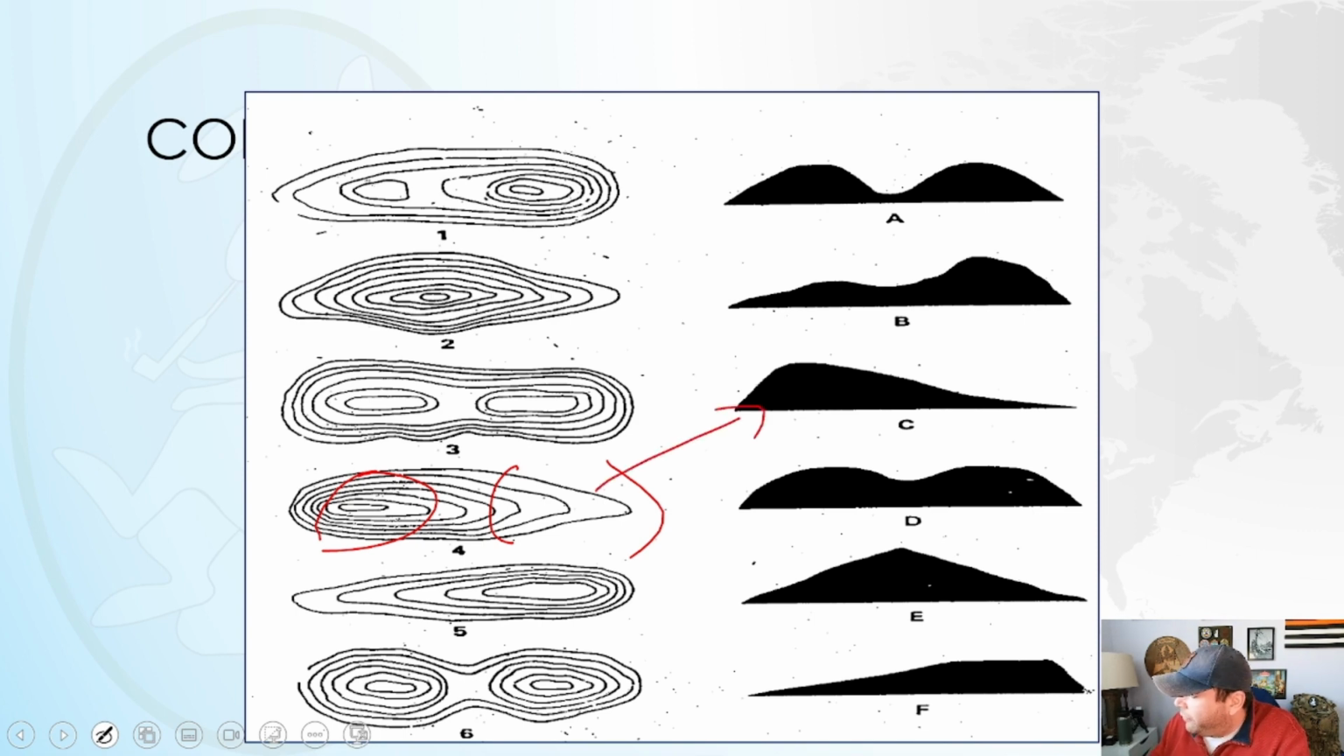Okay, and then for 5, we have fairly flat terrain over here to the left, and then we're going to raise elevation over to the right, but it looks like it gets fairly flat on top because this is elongated over here. This looks like a good match for F.